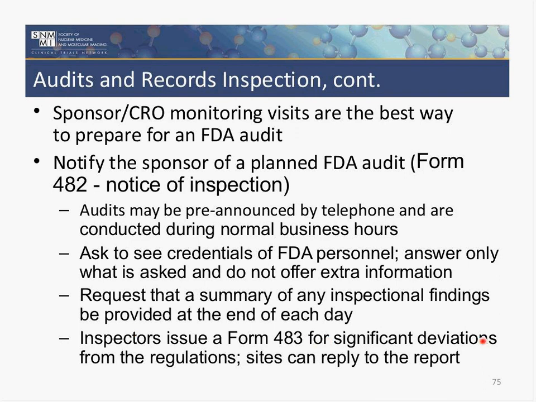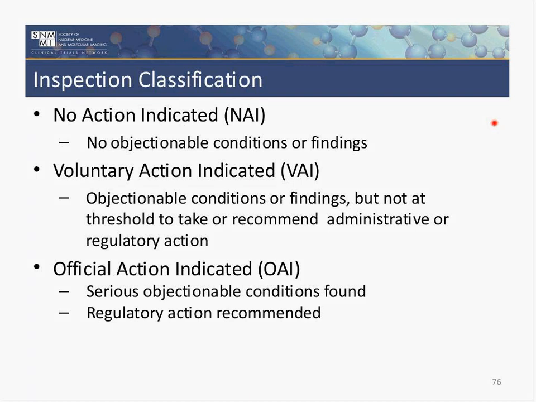a Form 482 if there are any significant deviations noted by the auditor. Once the audit is done, you'll receive word from the FDA that you have either a no action indicated, which means nothing wrong, nothing you need to do, or voluntary action indicated, which means that there are some things that we think were imperfect, but we're not necessarily going to take administrative action.